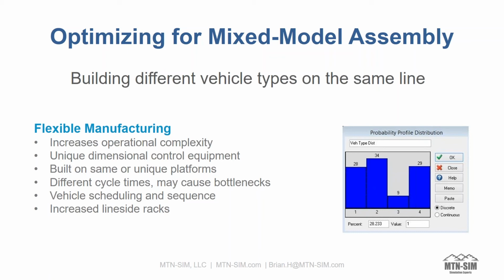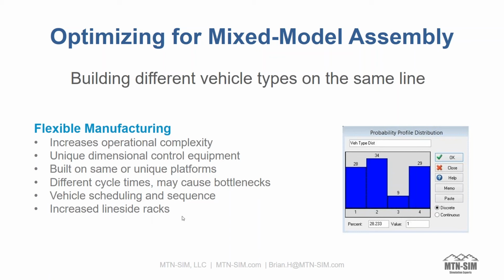We might have unique dimensional control equipment on each one of these platforms. When we talked about a palletized loop, can these vehicles all be produced on the same platform or the same pallet? The answer might be yes, or this low runner might require its own unique pallet. So the complexity of managing unique pallets within a palletized loop becomes large. It could become very complex, particularly if we're building to a customer order.